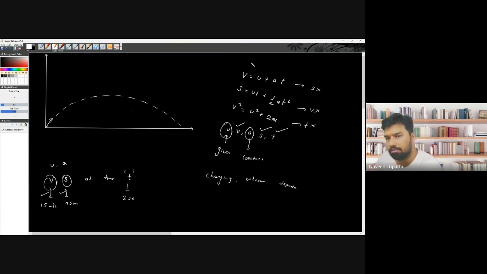This has V and T present. This has S and T present. And this has V and S present. This gives us a unique solution of V, S, and T. That means fixing V and S will automatically fix T. Fixing S and T will automatically fix V. Fixing V and T will automatically fix S. Which is why this format. Understood? This is the reason that we write this equation like this.